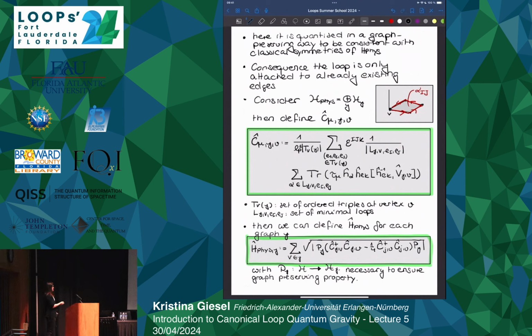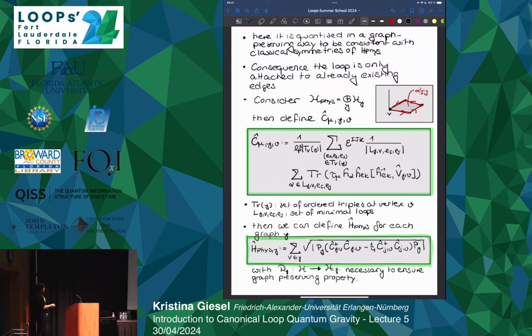Now, given this operator, it acts in a similar manner as it was discussed already, except that it's a loop along already existing edges. And then you can promote this for each graph to an operator which you use to define the physical Hamiltonian for each graph. So you see, I just insert the operators here from above, where I choose mu equal to 0 for the contribution of the Hamiltonian part, and then here for the diffeo.